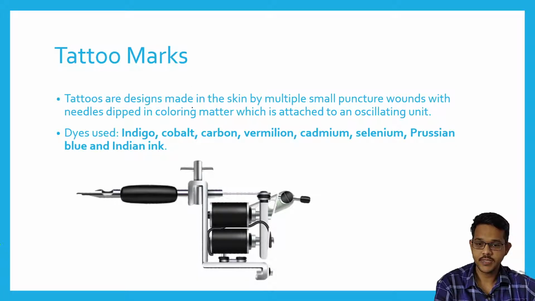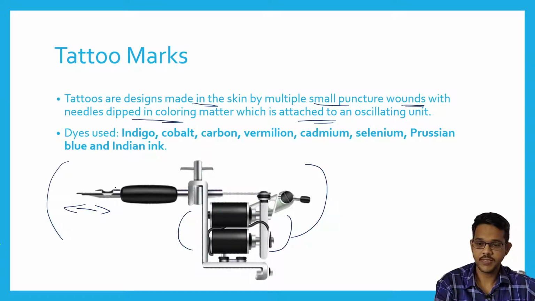Tattoos are designs made in the skin by multiple small puncture wounds with a needle dipped in coloring matter, which is attached to the isolating unit. So this is one example of a machine used for making tattoo marks. This is the needle part which moves to and fro, backwards and forwards, and these are the cylinders which contain the ink which is delivered to the needle. The needle places the dyes inside the skin.